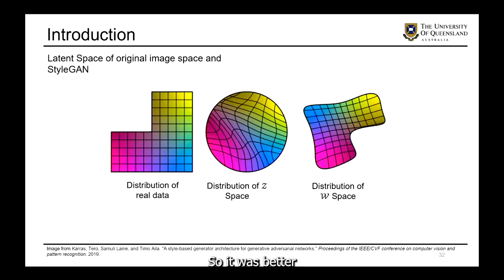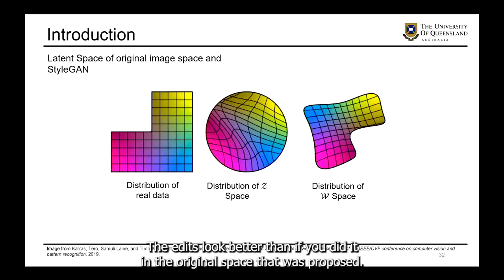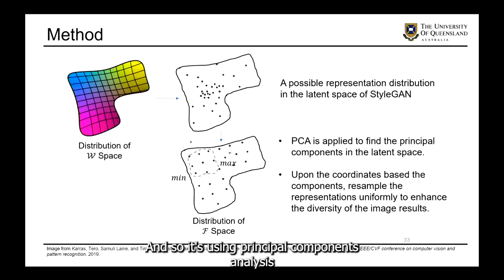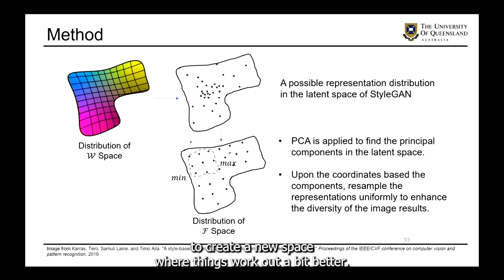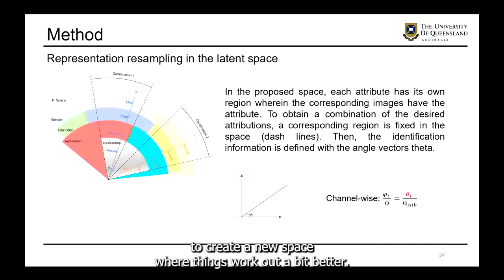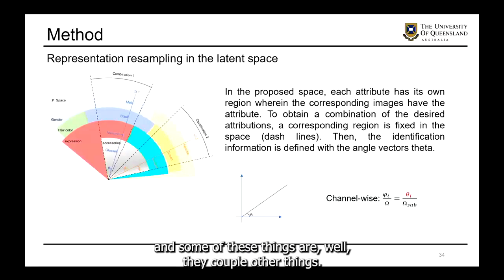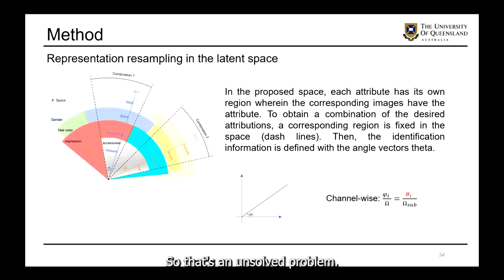So it was better to do the edits in this space than in the original space that was proposed. It's using principal components analysis to create a new space where things work out a bit better. If you look at the sampling space, you've got all these different things like glasses, smiling, black, male, female, etc. Some of these things are well decoupled, other things still have a bit of coupling. So that's an unsolved problem. It's improved, but you can't quite disentangle everything.